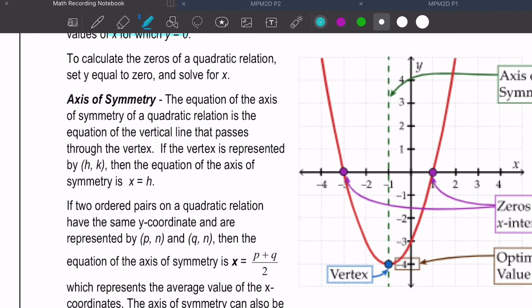Axis of symmetry. The equation of the axis of symmetry of a quadratic relationship is the equation of the vertical line that passes through the vertex. So that's the important part. It passes through the vertex and it's right in the middle. The vertex is represented by (h, k). We remember that. So the equation of the axis of symmetry is x equals h.